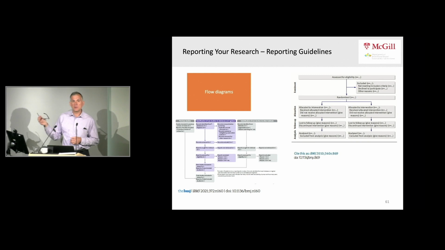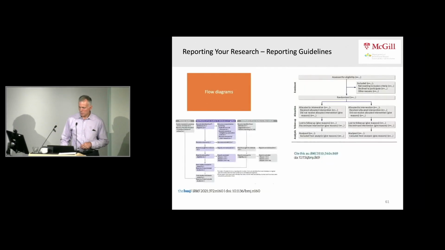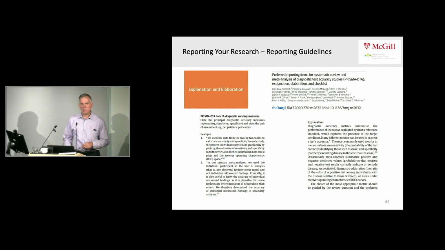These are one of the biggest reasons people downgrade evidence and don't use it: that you lost a lot of people in your study, or you didn't use analyses that could account for that, or whatever it might be. This is a critical part. So there's a flow diagram. Oh, and then there's an explanation and elaboration. These are long papers.